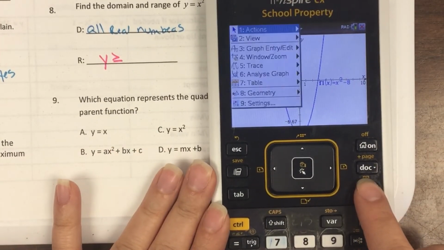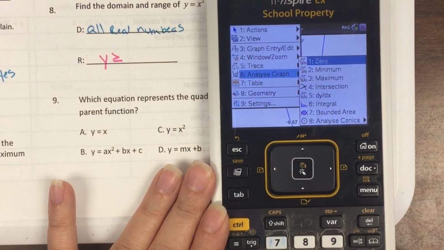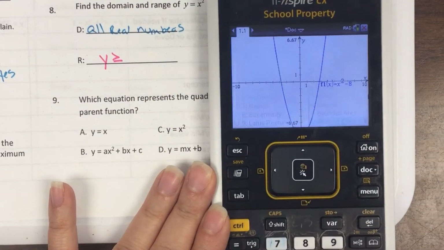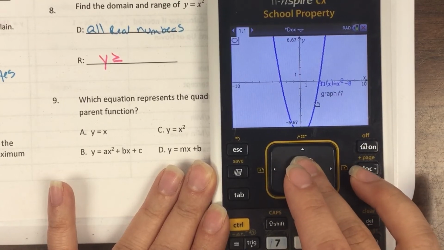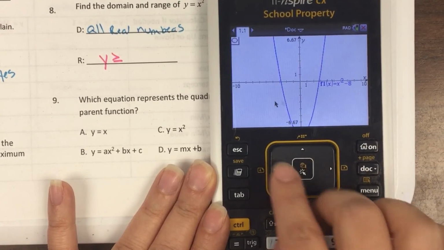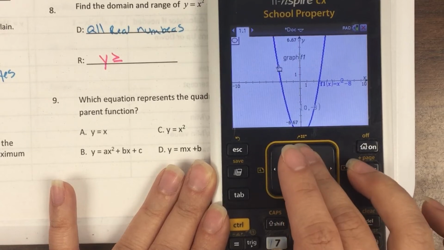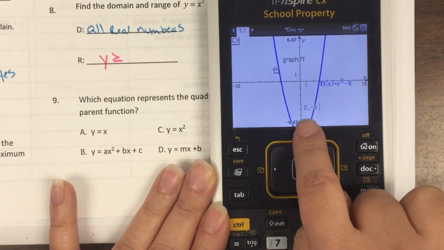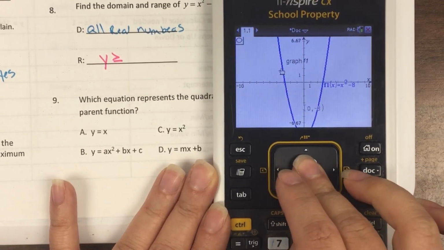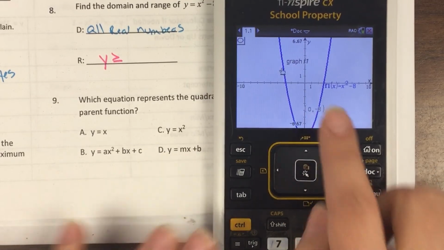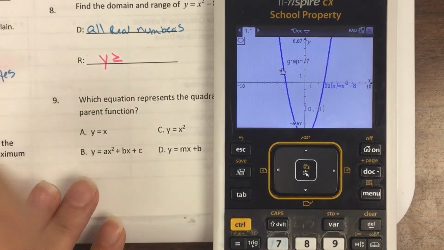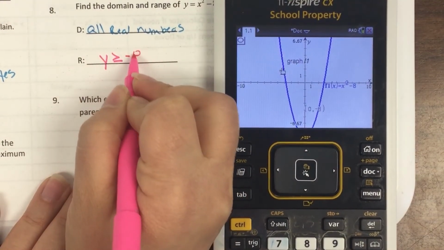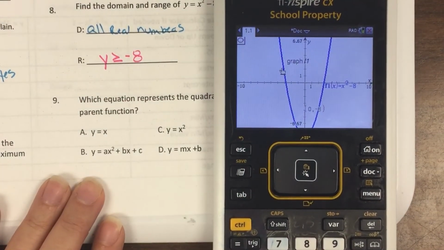So I'm going to go Menu, Analyze, Analyze again. Vertices is my option 2. And I'm going to click on my graph so I can see my coordinate point. And, where'd it go? Click on my graph. And I can see very faintly, I don't know why it's not saying, (0, -8). So that -8 is my lowest, my minimum value, my y value. So I'm writing it in my range.